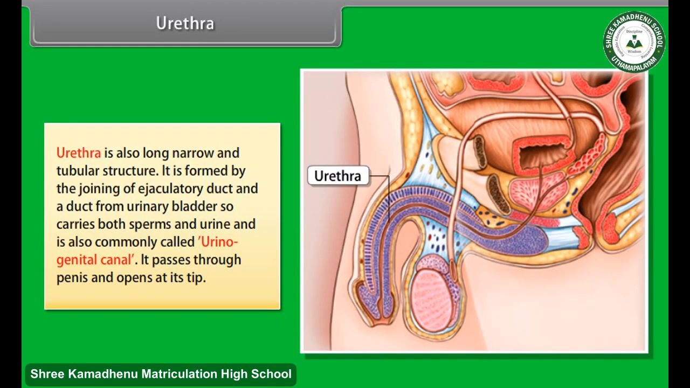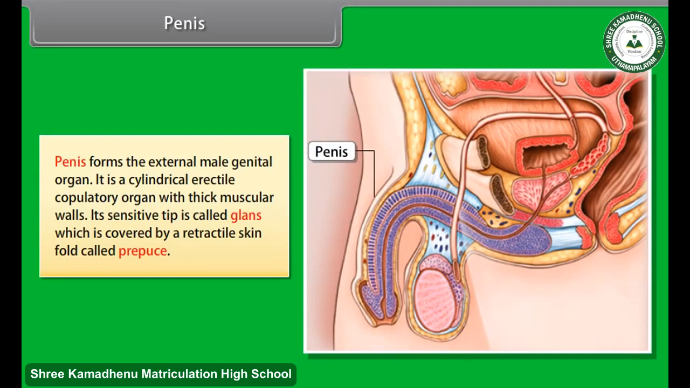Urethra is also a long, narrow and tubular structure. It is formed by the joining of ejaculatory duct and duct from urinary bladder, so it carries both sperms and urine, and is also commonly called urinogenital canal. It passes through the penis and opens at its tip. Penis. Penis forms the external male genital organ. It is a cylindrical erectile copulatory organ with thick muscular walls. Its sensitive tip is called glans, which is covered by a retractile skin fold called prepuce.